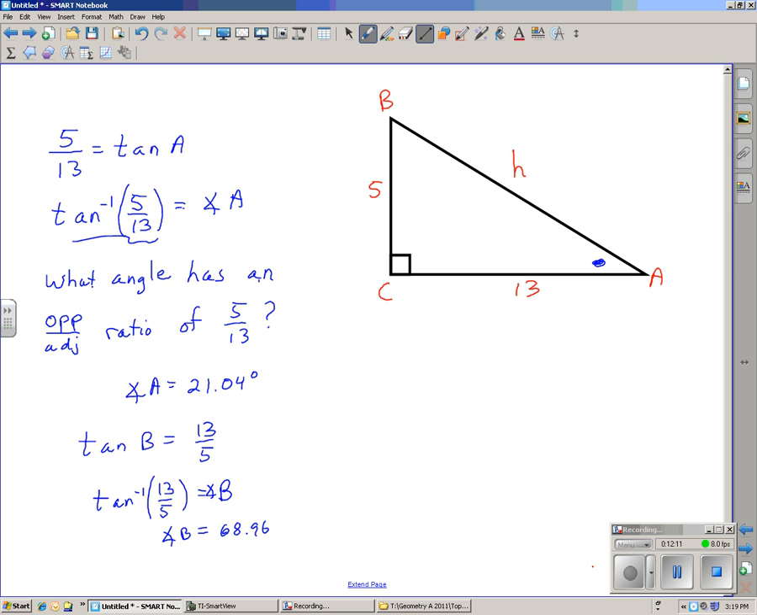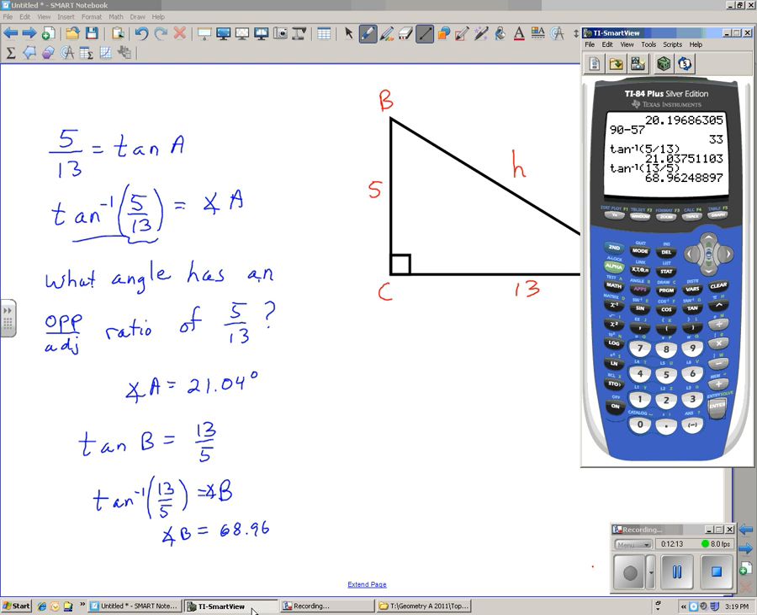Now, what should be true about angle A and angle B? Well, they are acute angles in a right triangle. They should be complementary. Let's see if that works. 21.04 is the way I rounded it off, plus 68.96. Does that, yay, that adds up to 90.